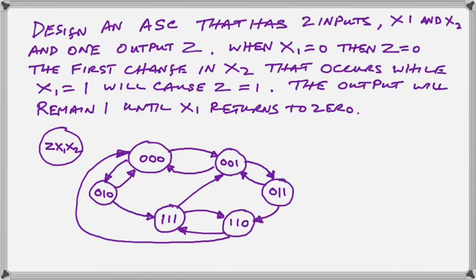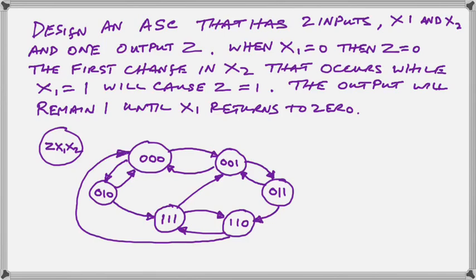So for example, look at state 1, 1, 1. We may go to 0, 0, 1, or we may go to 1, 1, 0. Now, in the case of 0, 0, 1, we have changed x1 to a 0, which has caused a change in the output from 1 to 0, as indicated in the words of the problem itself. If we go from 1, 1, 1 to 1, 1, 0, we have changed x2 to 0, but there has been no change in the output.